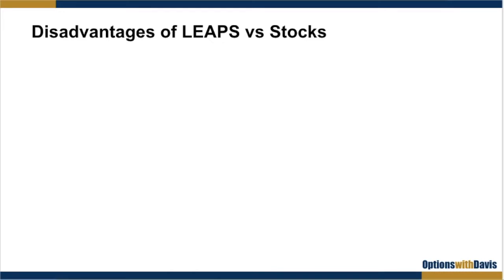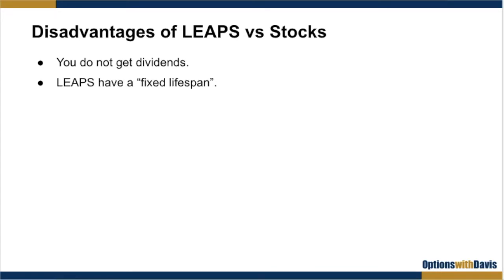So there are also disadvantages of LEAPS compared to stocks, and it's always a trade-off. So like I mentioned before, you do not get dividends. So when the stock actually pays dividends, your option price will go down and you do not get paid for it. LEAPS also have a fixed lifespan, and that's the expiration date.